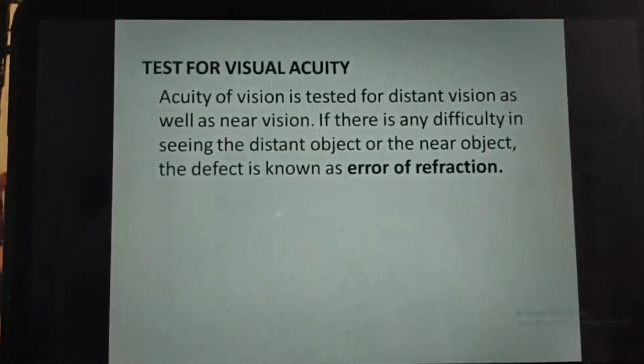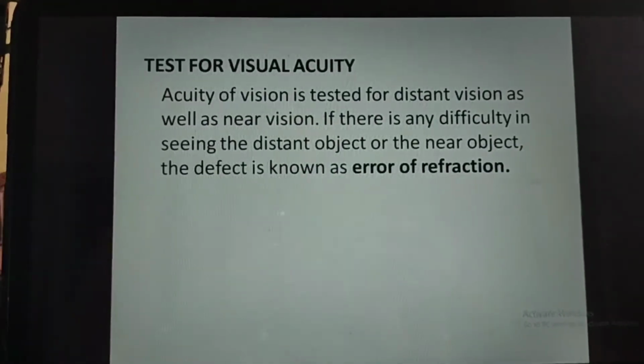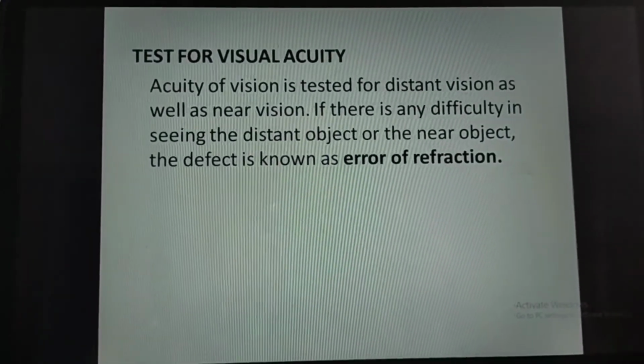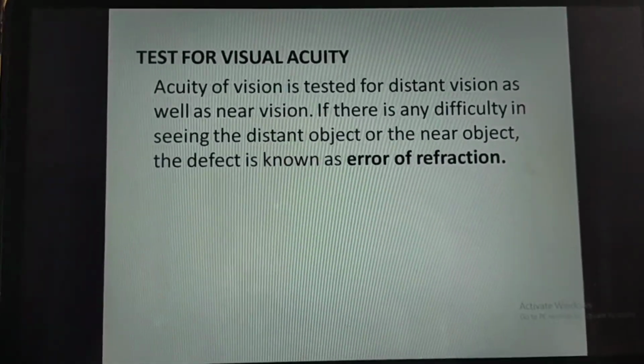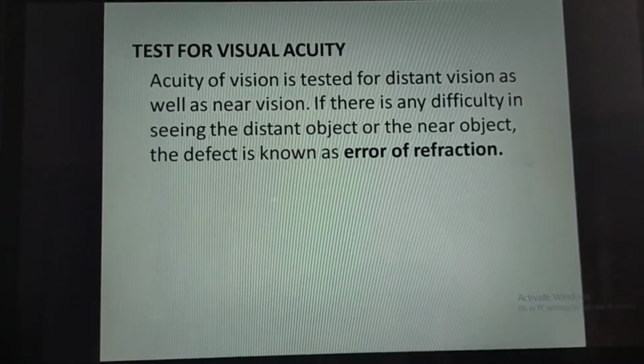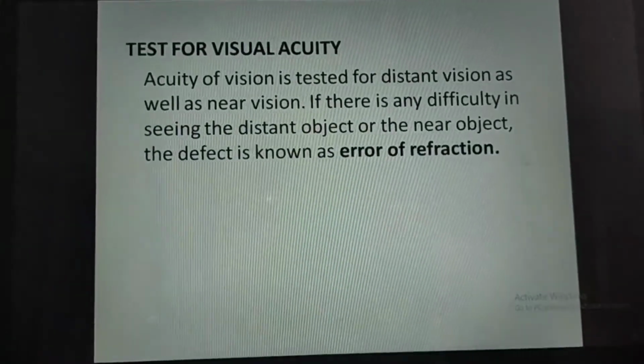Test for visual acuity. Acuity of vision is tested for distant vision as well as the near vision. If there is any difficulty in seeing the distant object or the near object, the defect is known as the error of refraction.